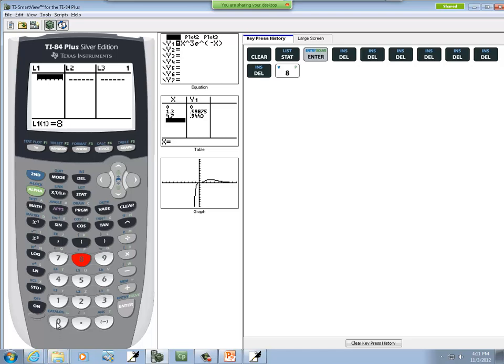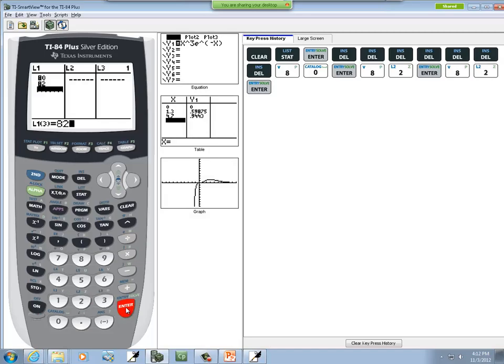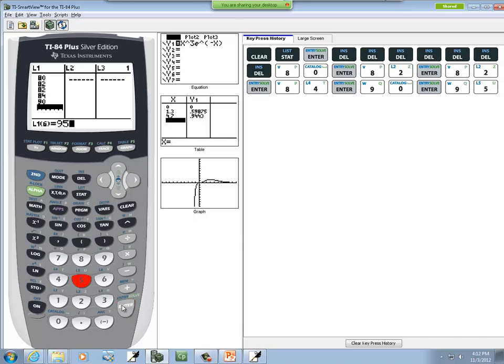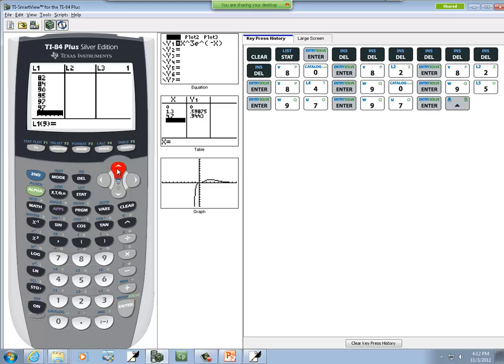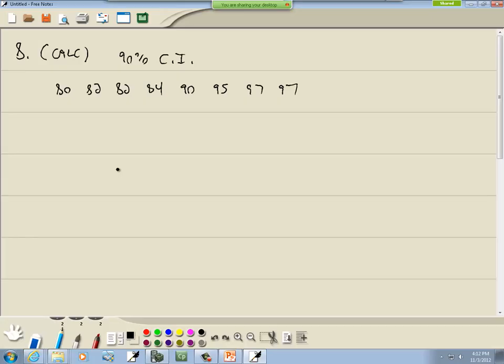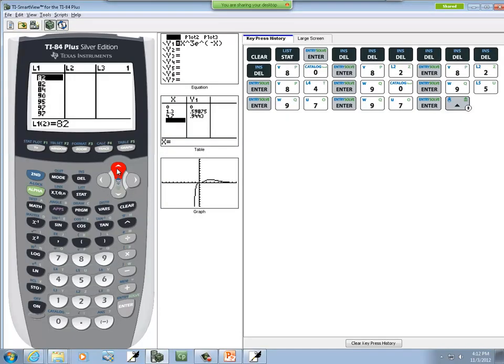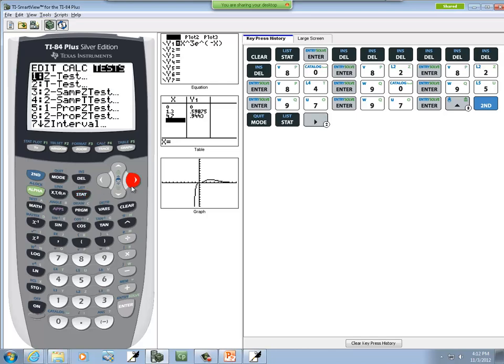And then we'll put in 80, Enter, 82, Enter, 82, Enter, 84, Enter, 90, Enter, 95, Enter, 97, Enter, and 97, Enter. I'll go double check my numbers. Okay. Now after you do that, exit out with second mode. Now we're going to go to our Stat again and right arrow over to Tests, and go down to Z interval again, or T interval, sorry.